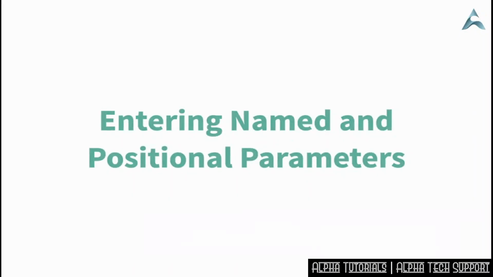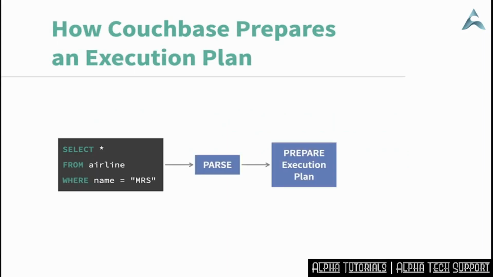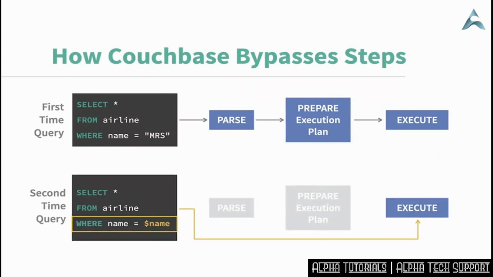Named and positional parameters can help you ensure that common queries can be executed well, even if the variable values change often. When a query comes in, like this one on the screen, Couchbase parses all the statements and prepares an execution plan, as you can see here. But if you decide to use parameters, the query plan is prepared one time, and then the query can be easily executed any number of times thereafter with different values.